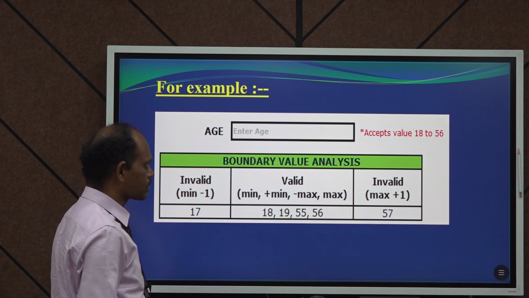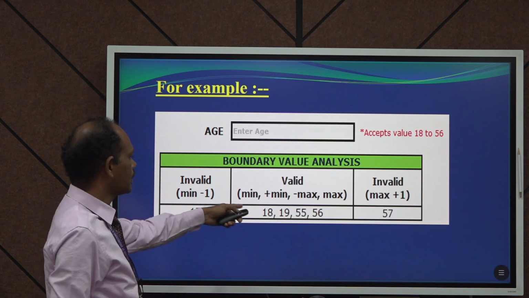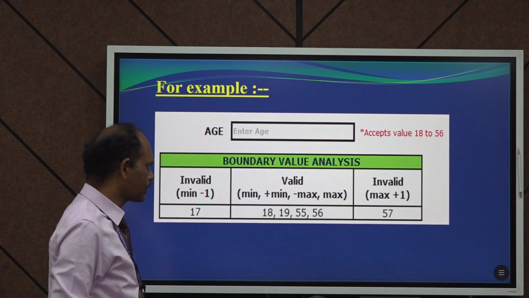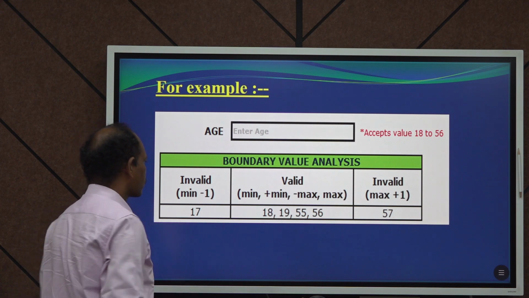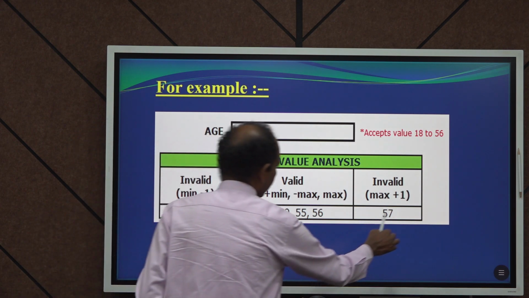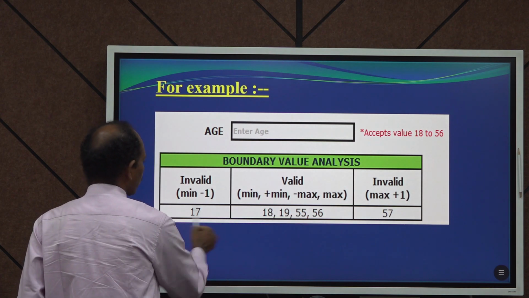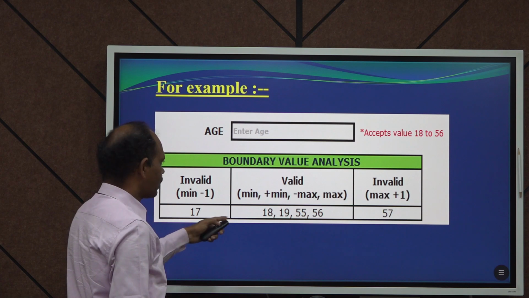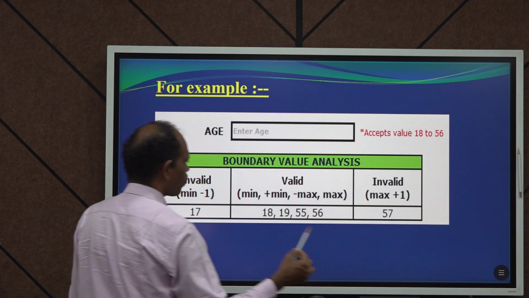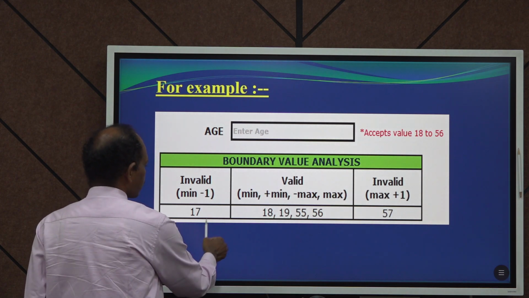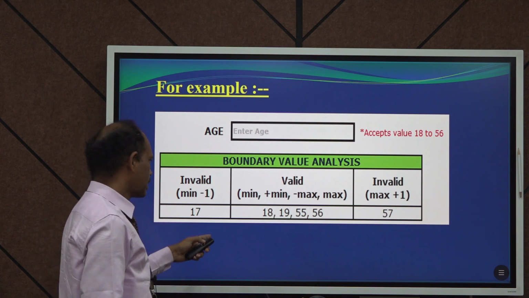The text box accepts only 18 to 56. If we are entering ages 18, 19, 55, 56, that is the minimum value, minimum plus 1, maximum minus 1, and maximum value. These are the boundary values, and they are valid. Less than the boundary as well as greater than the boundary will be checked by boundary value analysis.